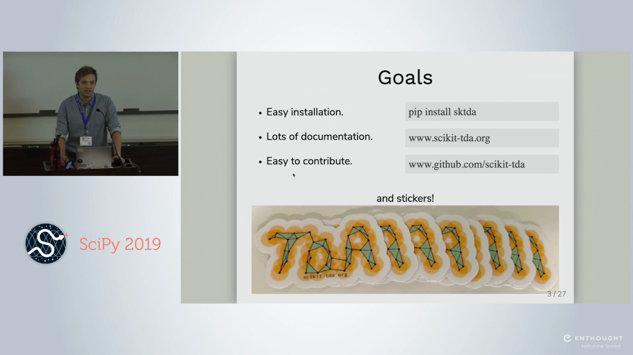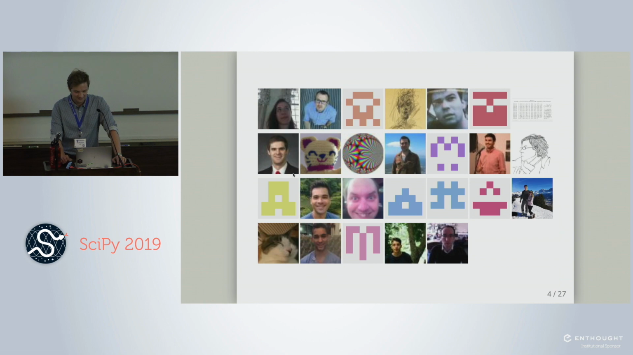There's lots of documentation to get started. If you're a mathematician and don't really know how to code, it's really easy to get going. If you're a computer scientist and don't really know about topological data analysis, there's a lot of background, so you can start to understand some of these ideas. It's also very easy to contribute to. We try to be really responsive on GitHub. And we have stickers, so if you come to the sprints tomorrow, there's still a couple left.